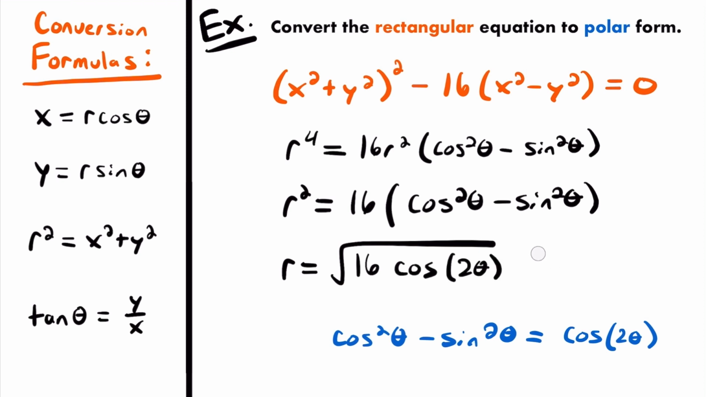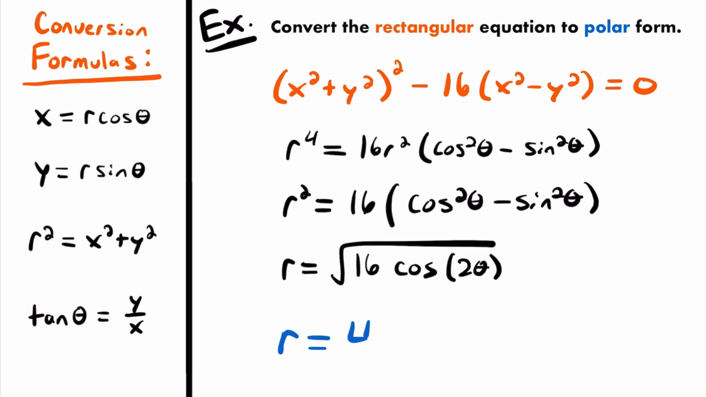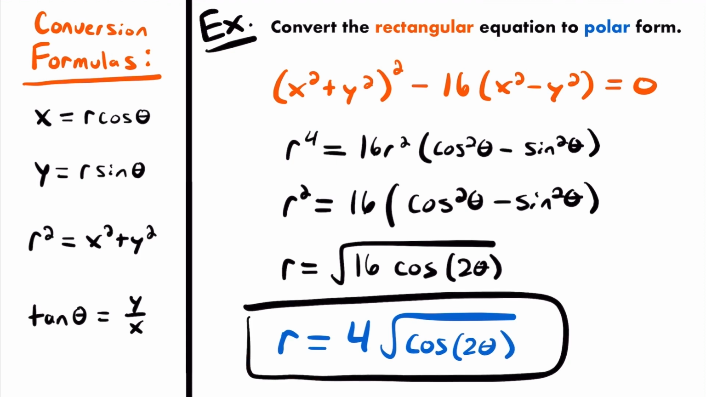All right, and then one more step to complete our answer. All we have to do is simplify the square root of 16. That's equal to 4. So we can just have the square root around cosine of 2 theta and have our final answer that r is equal to 4 times the square root of cosine of 2 theta. And that is the final answer. This is the polar form of this rectangular equation.